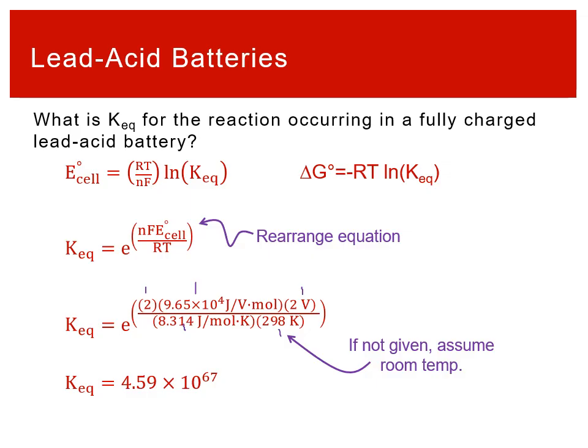That is big. These are very, very product favored reactions. That's why we use, let's say, a lead acid battery. This chemistry really, really wants to happen. You want a ton of products here. That's why it's really powerful, and that's why you can get it to start a car.